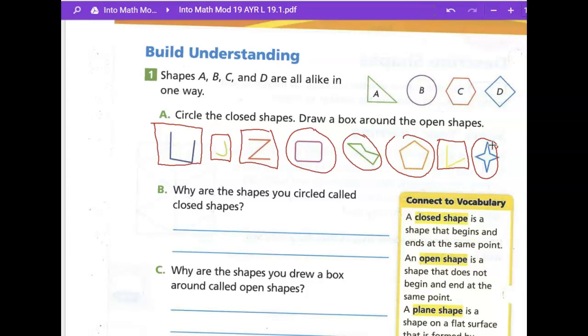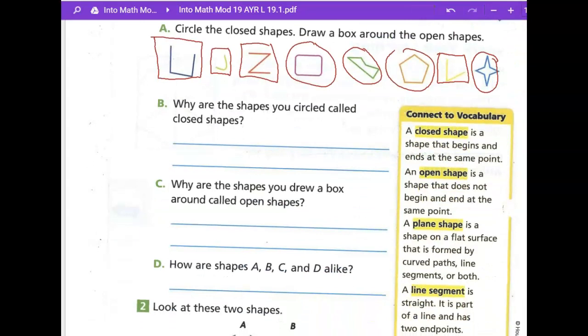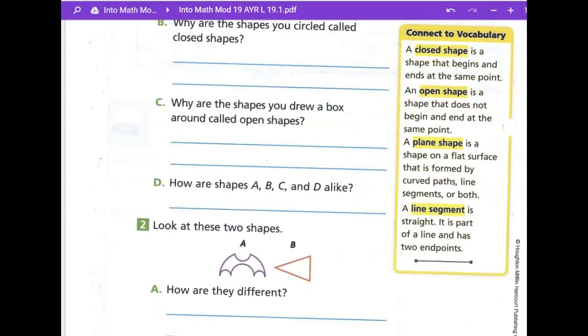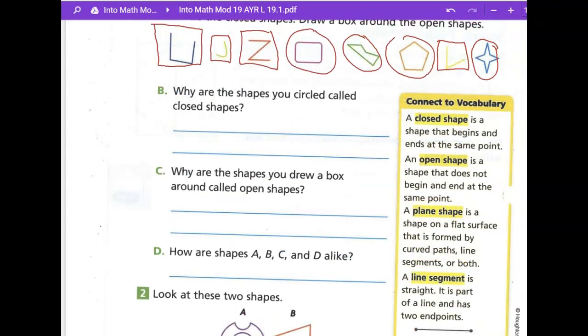An open shape is a shape that does not begin and end at the same point. A plane shape is a shape on a flat surface that is formed by curved paths, line segments, or both. A line segment is straight. It is part of a line that has 2 end points. Why are the shapes you circled called closed? What's it say about a closed shape? Begins and ends at the same point.